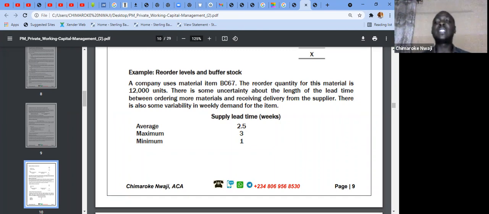There are some uncertainties about the length of the lead time. So they don't know how long it's going to take when they get these materials. So there's uncertainty about the lead time between ordering more materials and receiving delivery from the suppliers. There is also some variability in weekly demand for the item. So also it is not constant. So it means that the supply lead time average is 2.5 weeks. The maximum is 3 weeks and the minimum is 1 week.